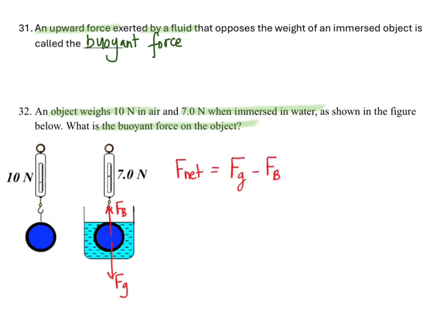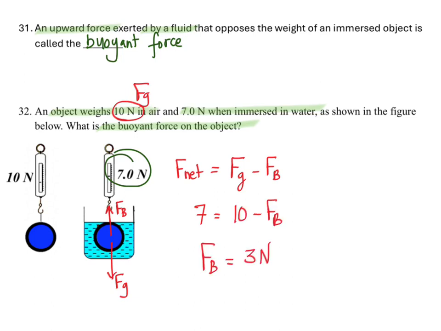And therefore the net force we can calculate as Fg minus Fb. Why minus? Because they are in opposite directions. So 7, that's the net force which the balance is measuring here, 7 Newton. 7 is equal to Fg, which is given to us as 10 Newton. That's the force of gravity acting on the object. That is 10 Newton minus Fb. When we calculate this, we get Fb as 3 Newton.